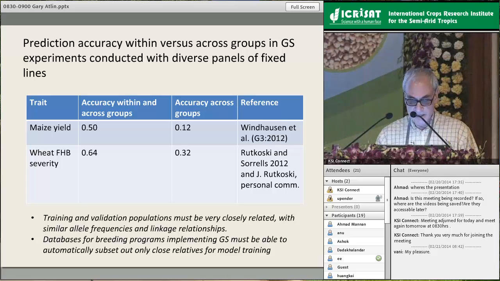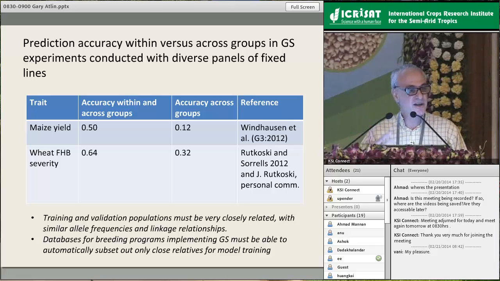And the upshot of this, I think, is that the databases for breeding programs implementing genomic selection have to be able to automatically subset out only close relatives for model training. And I think that essentially has to be inbuilt, that type of query.